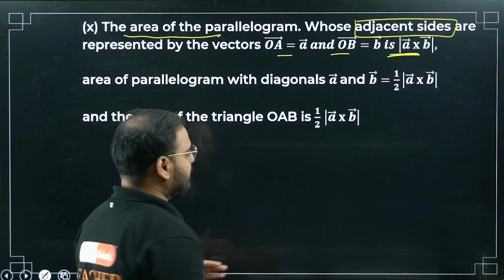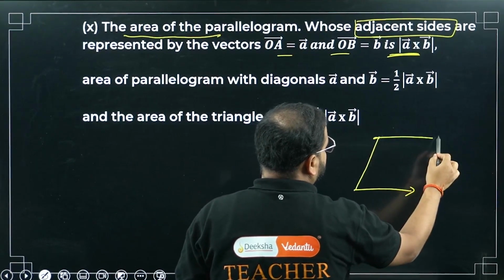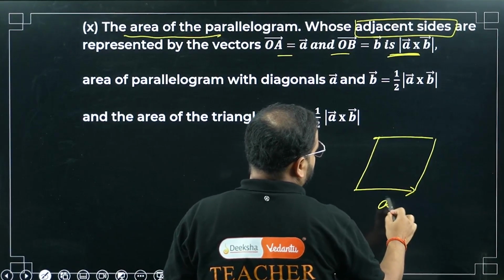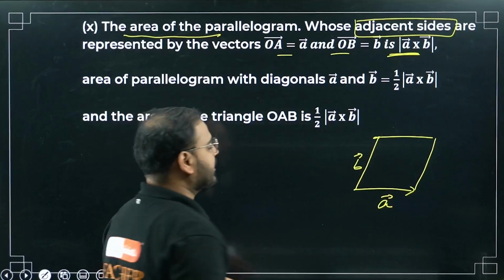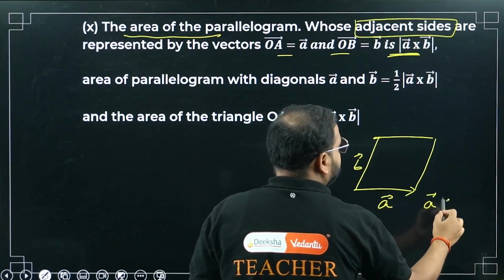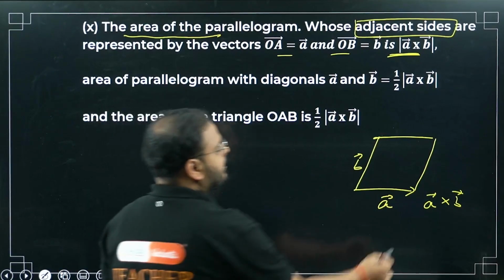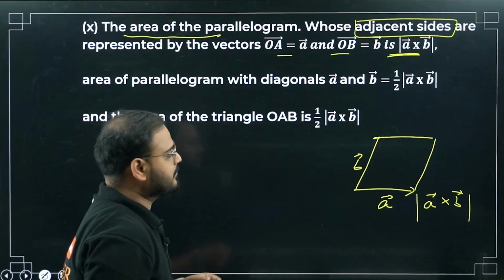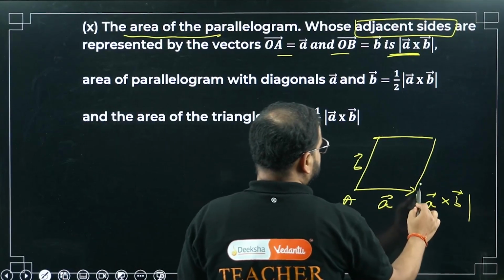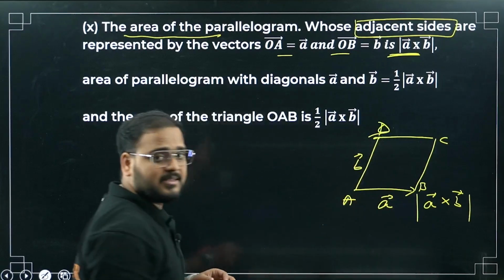If I have a parallelogram given like this, let's say this is vector A and this is vector B, and I'm looking to find the area of this parallelogram, I can write it simply as the magnitude of A cross B. That will be the area of the parallelogram ABCD.